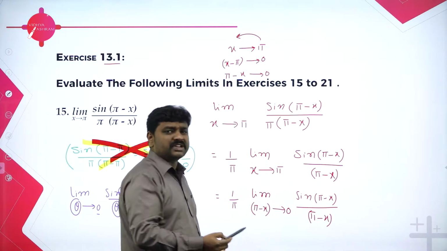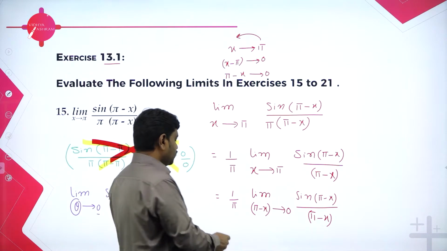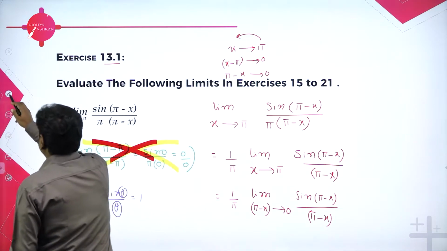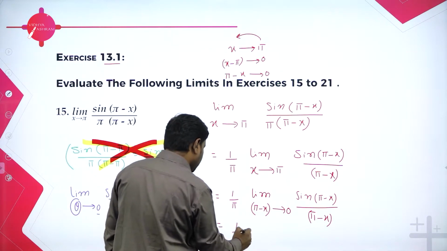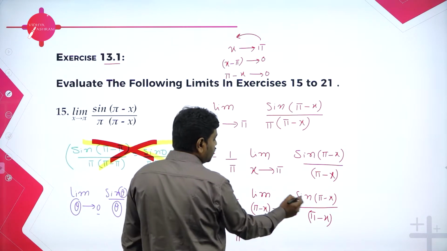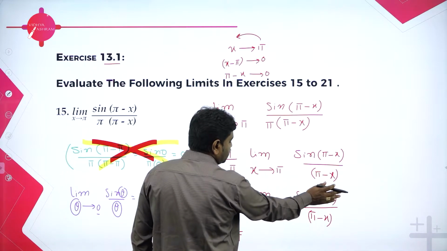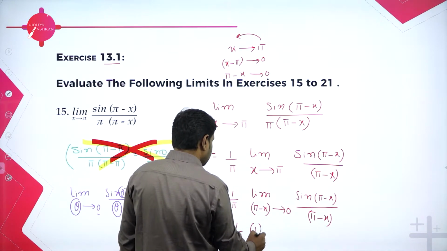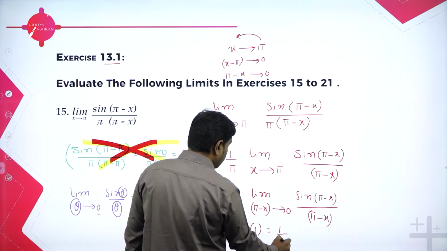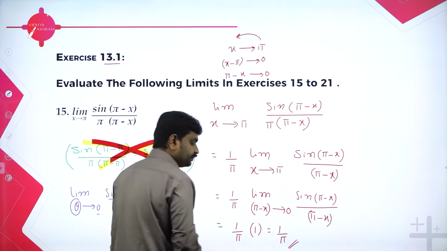You can also take pi minus x as theta. Then we'll get 1 by pi into theta. If you want to further simplify, you can assume, or directly 1 by pi into, by using the theorem. So now in the place of pi minus x, if you assume theta, it will be sin theta by theta form. So this will become 1. So 1 by pi into 1 becomes what? 1 by pi. This is the answer.